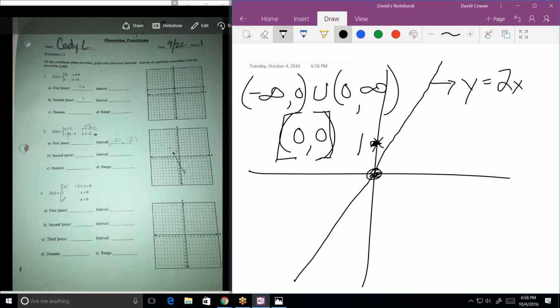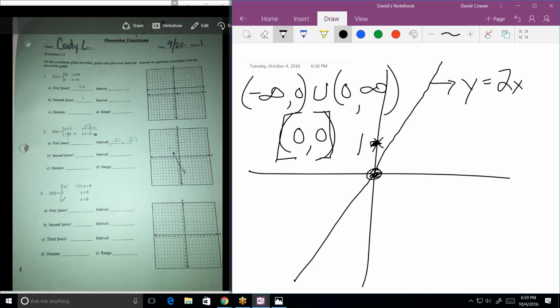The domain would just be negative infinity to infinity? Yeah, and including 0 is in the domain. It's just that when x is equal to 0, y is equal to 1. But clearly x can be negative infinity to positive infinity according to these restrictions on the right.